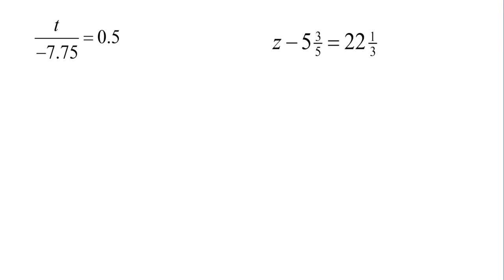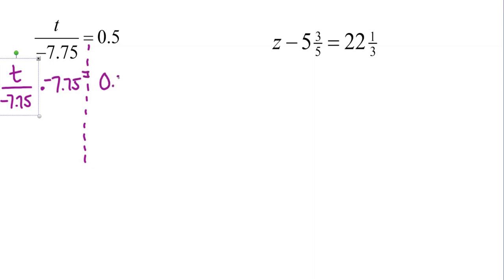Here we have t divided by negative 7.75 equals 0.5. Divide my equation into its two parts. On the left-hand side, t is being divided by negative 7.75. So the inverse or the opposite of that, I'm going to undo that by multiplying by negative 7.75. So that's what I need to do to both sides here, is multiply by negative 7.75.